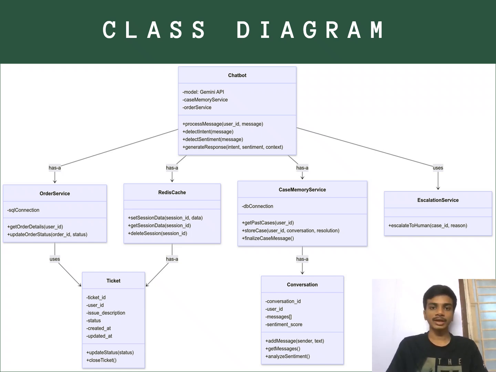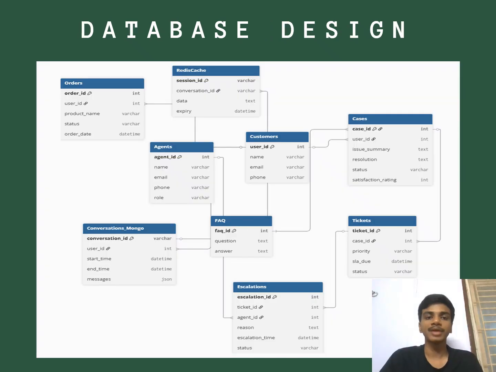The Ticket class stores details about customer issues, including ticket ID, user ID, status, and timestamps. It also provides methods like update status and close ticket. The Conversation class keeps track of messages in a single interaction, stores sentiment scores, and can analyze sentiment for better context handling. This represents our database design of our project.